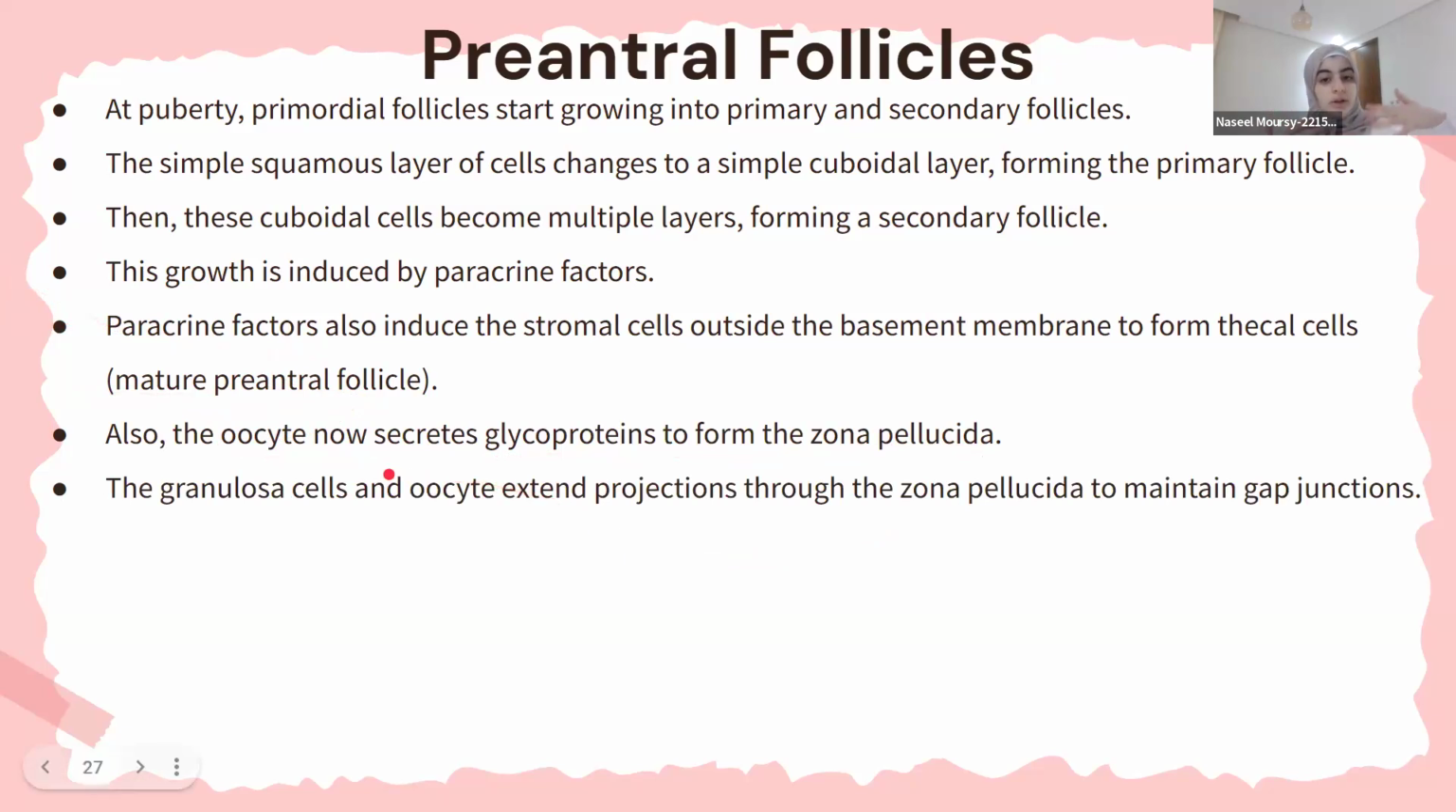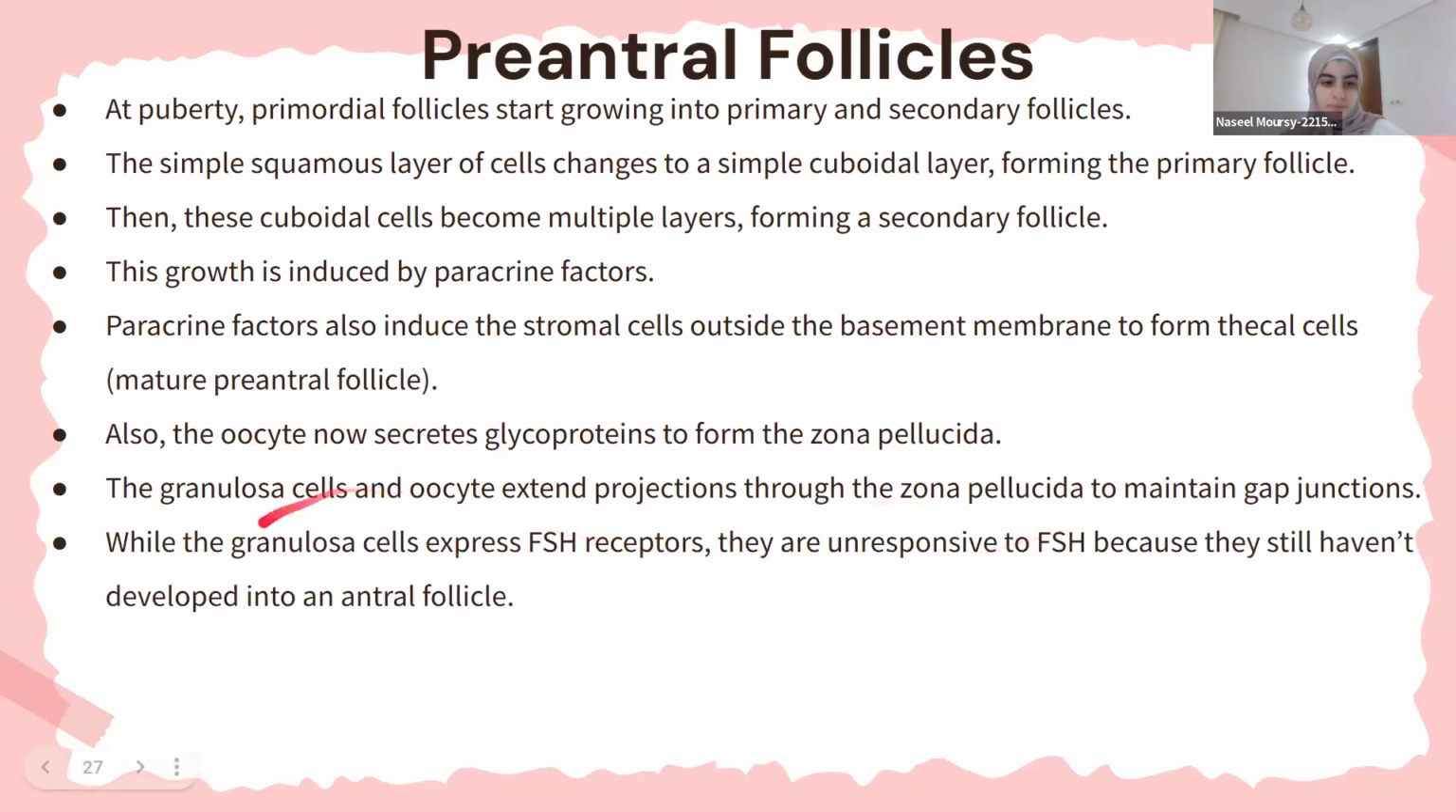Finally, these granulosa cells and the oocyte need to communicate, okay? So they project things through the zona pellucida, and this allows for communication through gap junctions. So the granulosa cells and oocyte extend projections through the zona pellucida to maintain gap junctions.